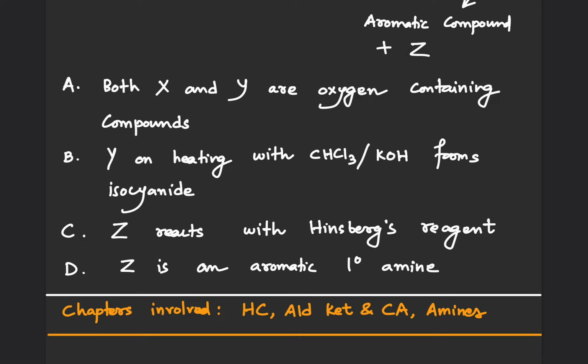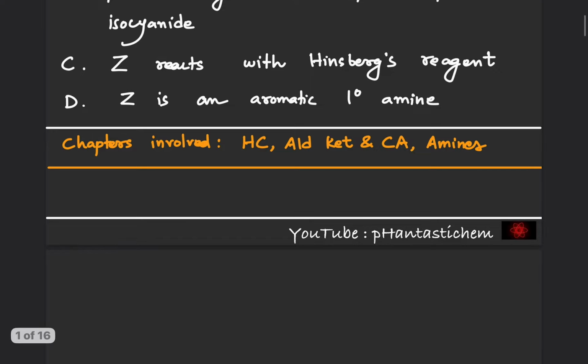So obviously we have to find out X, Y, and Z. Only then we can proceed with these options. So the chapters involved are hydrocarbons, aldehydes, ketones, and carboxylic acid and amines.